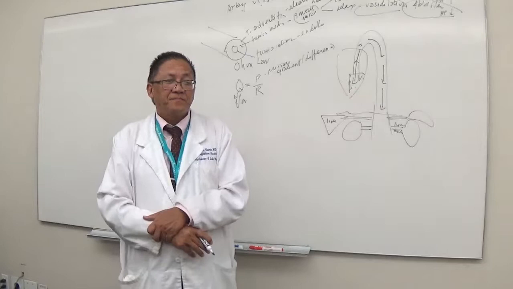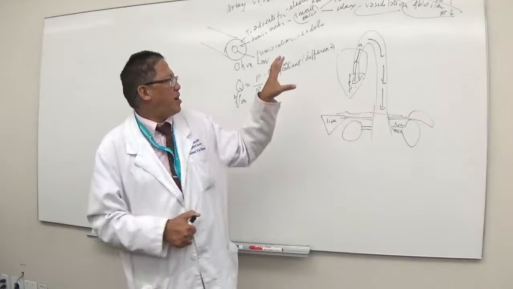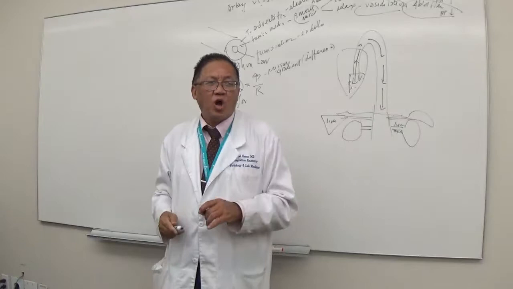So the blood comes from the heart. It carries oxygenated blood. It goes to the respective organs, from high pressure to low pressure. It's called pressure gradient, Delta P. Delta P means pressure gradient. The blood will always flow from high pressure to low, which makes sense.